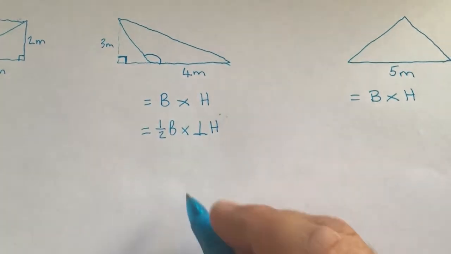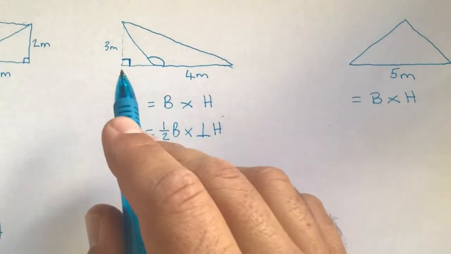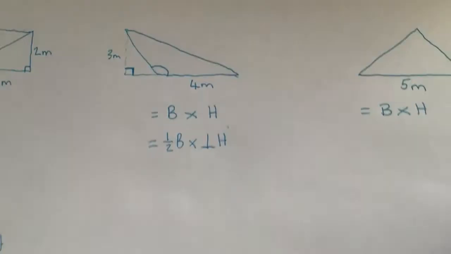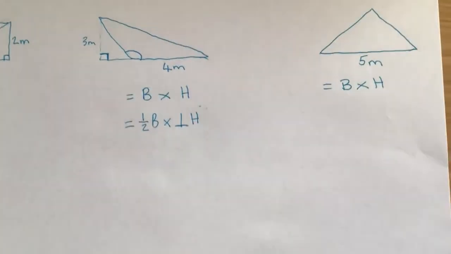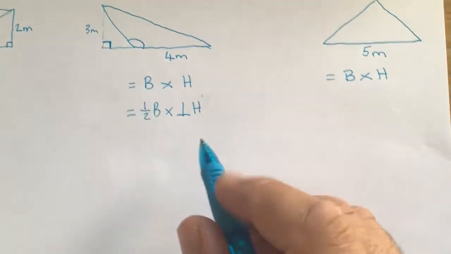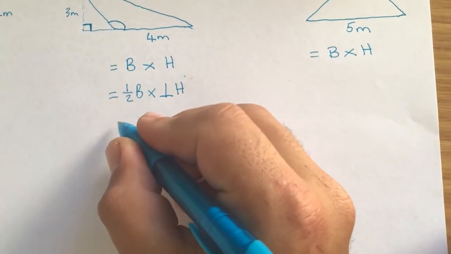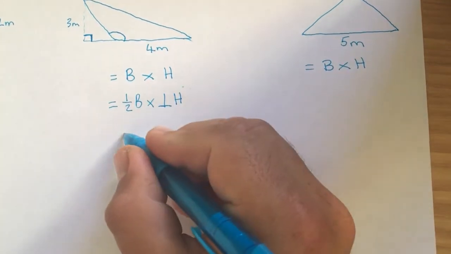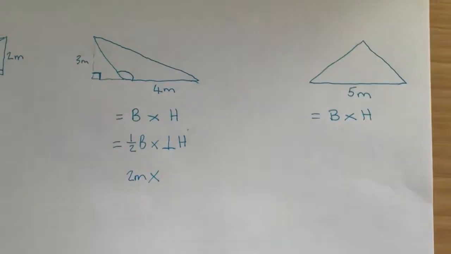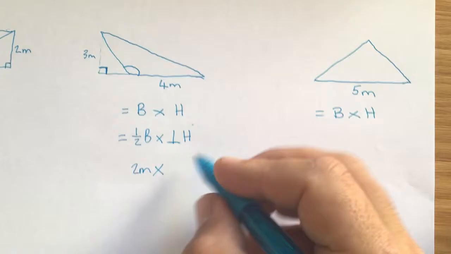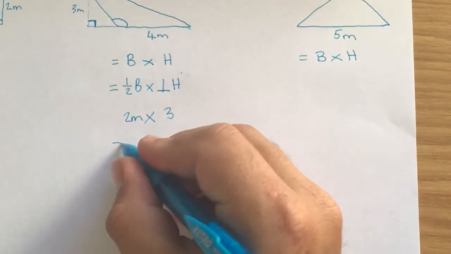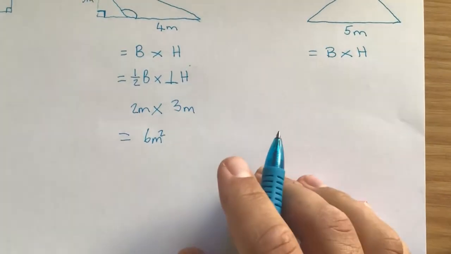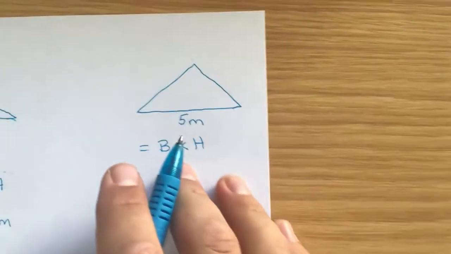So perpendicular, remember it means it sits at 90 degrees to the base. So that's that height over there. This side over here isn't sitting at 90 degrees. So we have to use this one over here. Okay, so let's plug in those amounts. So let's say half the base is, so we've got 4, so half of the base is 2 meters, times by the perpendicular height over here is 3 meters. Right, so our answer would be 6 meters squared. That's our answer. Right, let's have a look at one more.